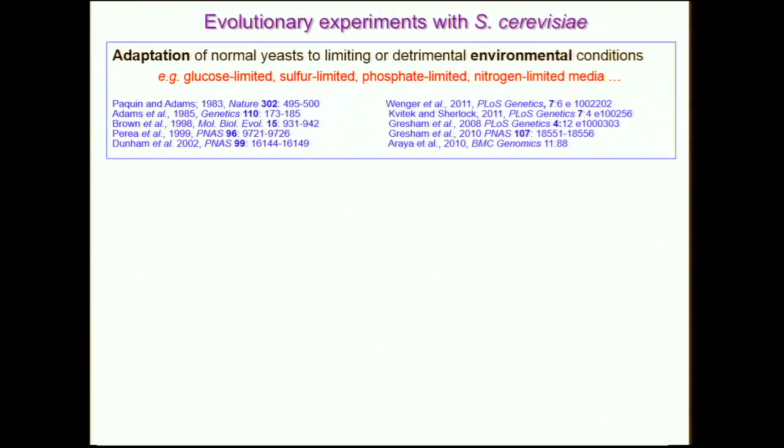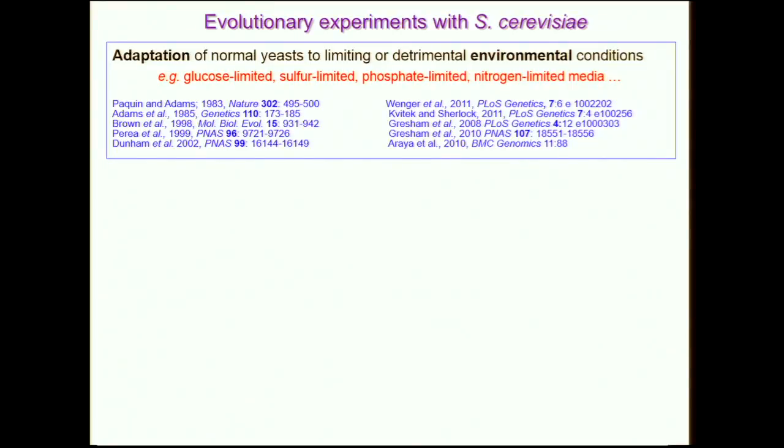This is just a list of papers, not complete, I have collected so far. But most people ask the same question. If I take a wild-type yeast, put it in limiting or detrimental conditions, what happens? So if you put yeast in glucose limitation, sulfur limited, phosphate limited, nitrogen limited media, etc., you find a lot of mutations. And people are happy to find, but the answer is in the question.